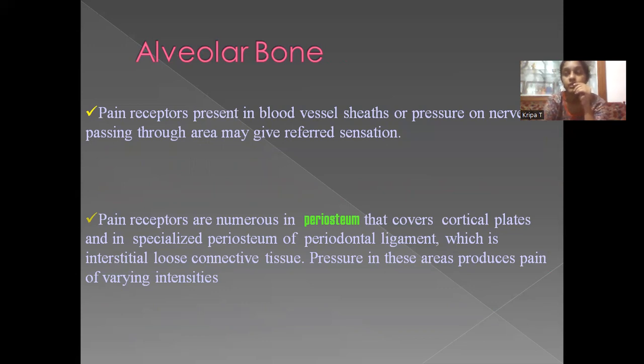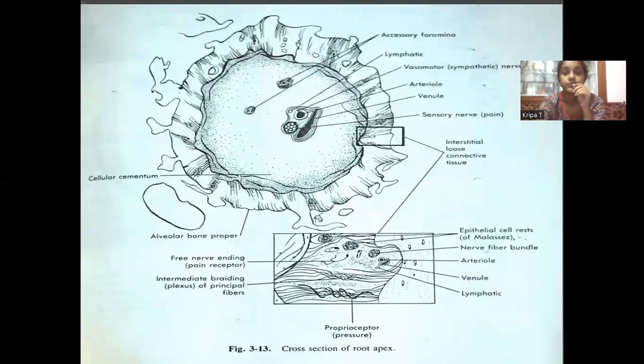Pain receptors are numerous in the periosteum that covers cortical plates and in the specialized periosteum of the PDL, which is the interstitial connective tissue. Pressure in these areas produces pain of varying intensity. So this shows your apical foramen, the root apex, in a cross section.